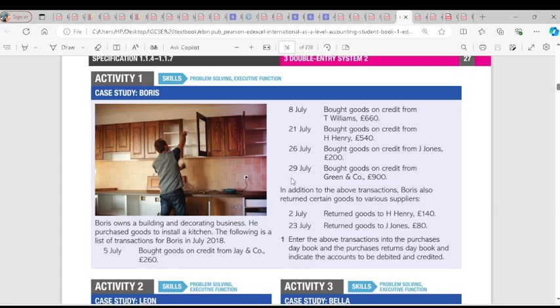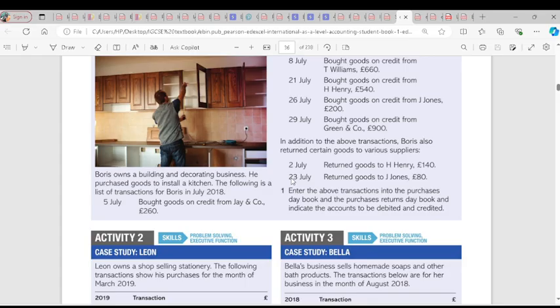For H. Henry, we have 540 on the purchases daybook, in the purchases ledger. So in the returns, it's going to be 140. And for J. Jones, it will be 200 here. The return, which is going to be a debit entry, will have 80. Is it clear? So that ends the purchases journal and purchases returns journal.